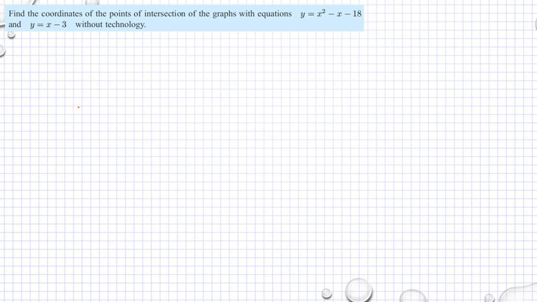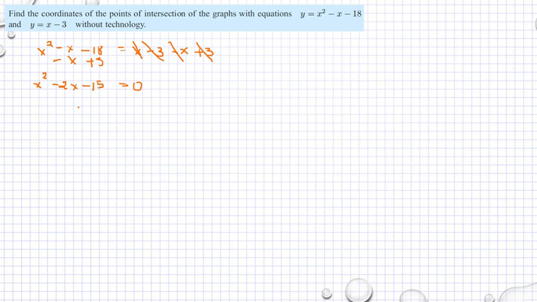Sorry for the paper. At the point of intersection, we have x squared minus x minus 18 equals x minus 3. If we subtract x from both sides and add 3, this is 0, and that's also 0. Then the right hand side of the equation is 0, and we have x squared minus 2x minus 15.